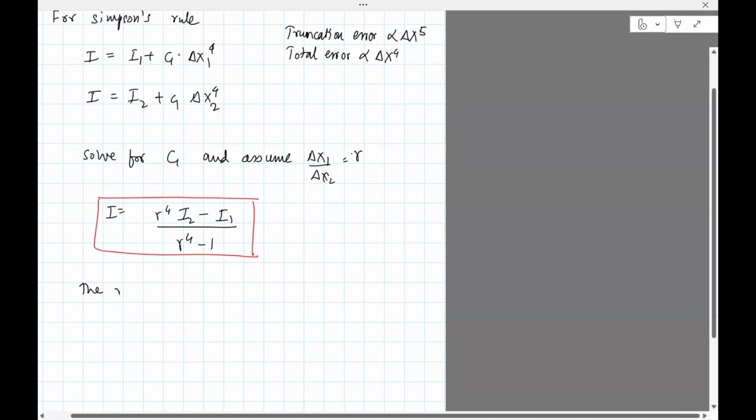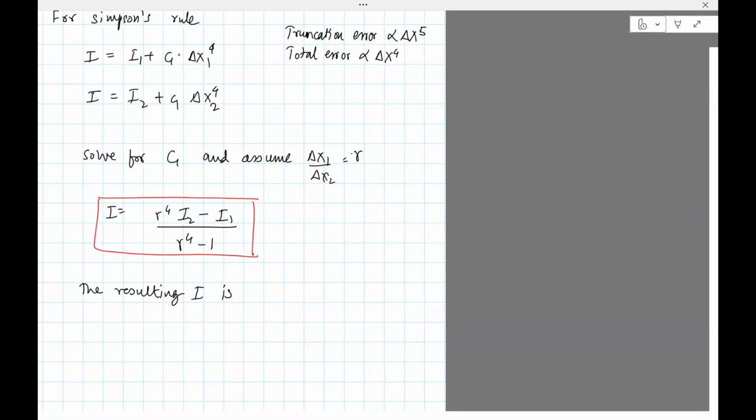The resulting I is accurate to delta x raised to 6. So now by using Simpson's rule twice to compute I1 and I2, the resulting calculation for I is accurate to delta x raised to 6. So this is one of the methods of improving the accuracy without essentially doing a more complex rule.